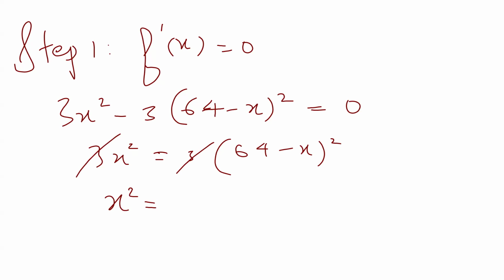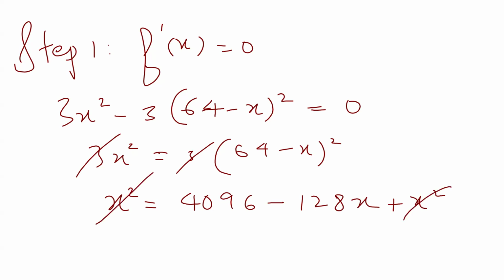64 square is 4096, minus 128x plus x square. X square is getting cancelled on both the sides. 128x is equal to 4096. 4096 divided by 128. So x is equal to 32.